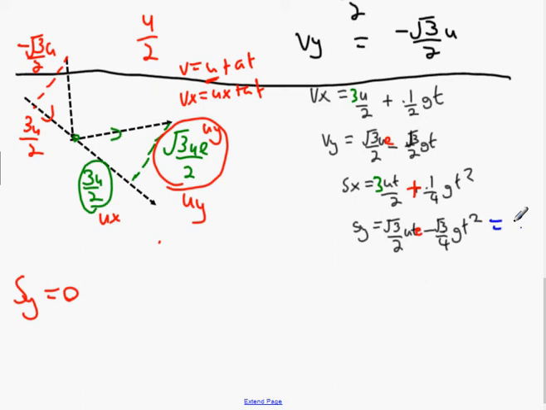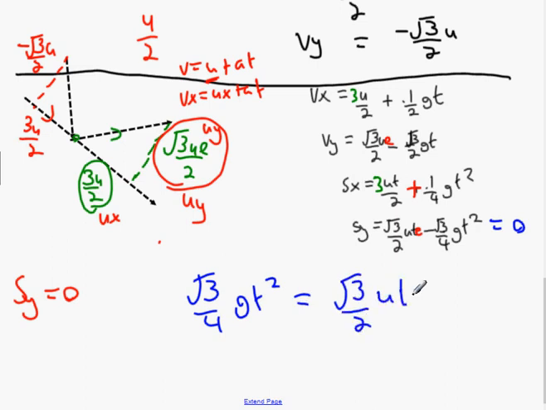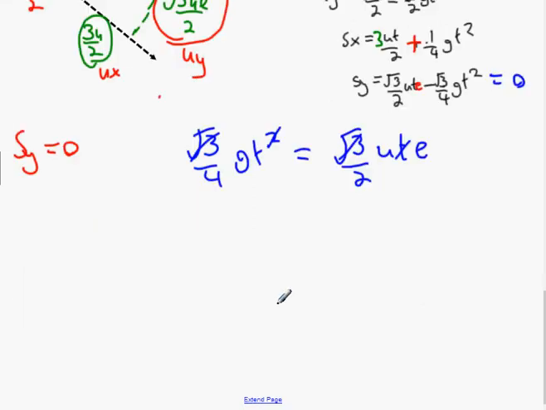So we're going to get root 3 over 4 gt squared ends up to be root 3 over 2 ute. The t cancels with that t, and the root 3 cancels with root 3. It's basically the same as last time, except there's an e involved, isn't there? So it's going to be 2u e over g. Then we're going to find our sx, which is our range.